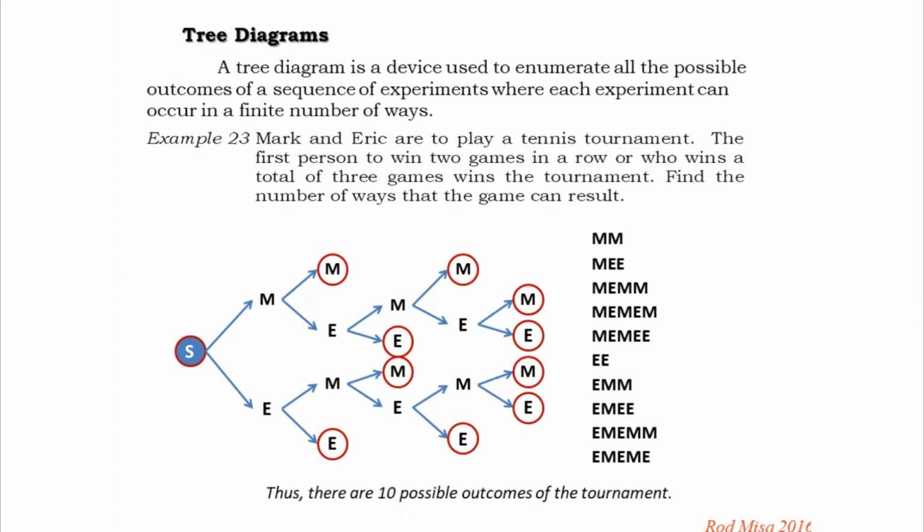Then we can say that there are 10 possible outcomes of this tournament. So in this case, we illustrated the use of the tree diagram in listing down all possible ways that this game could result. It facilitates the counting of all possible outcomes by enumerating all of this.